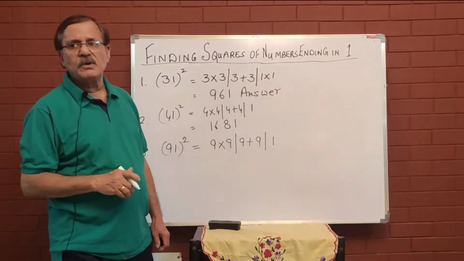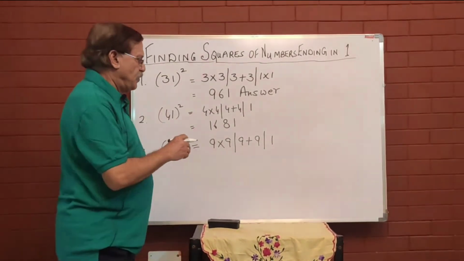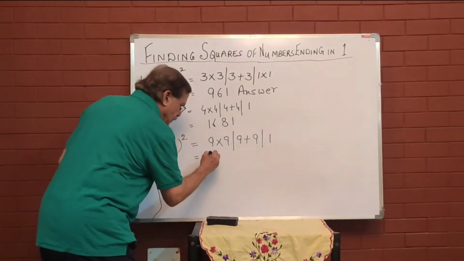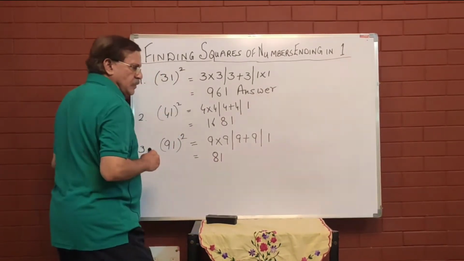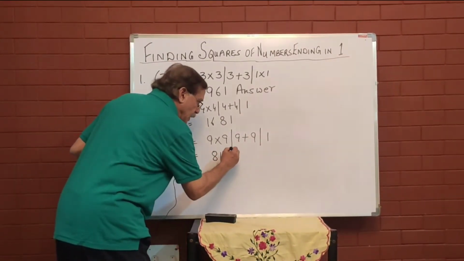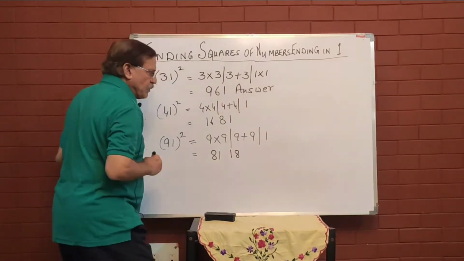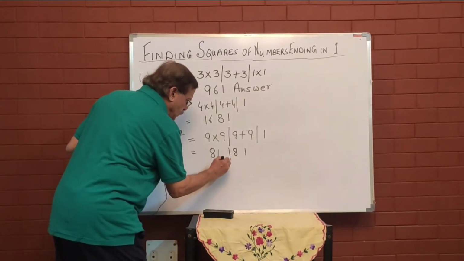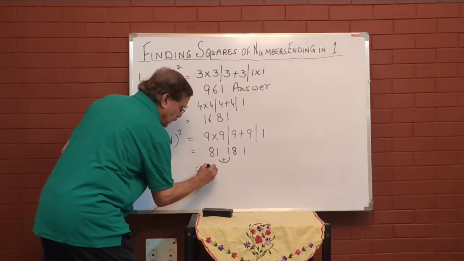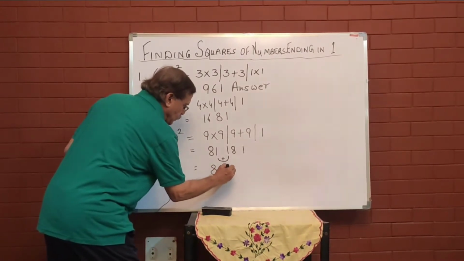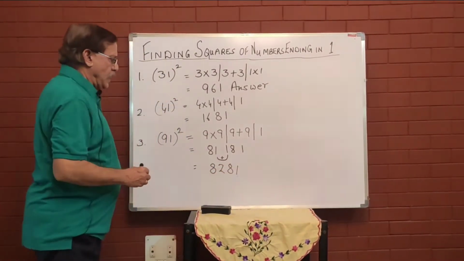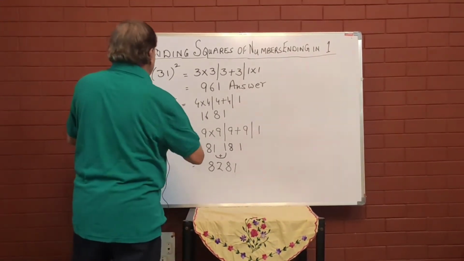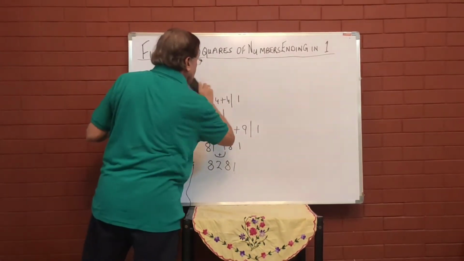If by chance it has two digits, then one digit has to be transferred to the first part of the answer. So we have 9 9s are 81. The second part of the answer is 9 plus 9, 18. Put a little distance here, and 1. Now this 1 and this 1 will be added together. So how much answer should we get? 8281.